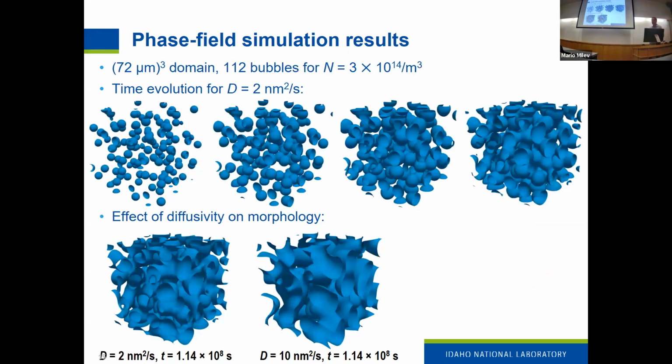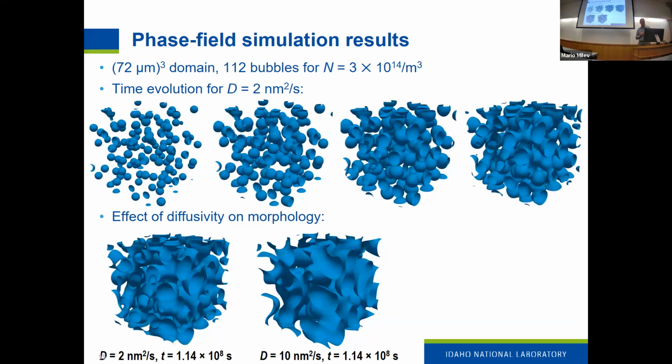This just shows some snapshots of the microstructure evolution. You start out with these isolated gas bubbles. They start to grow, and as they grow, they start to impinge on one another, and you start to see some interconnected channels between them. Eventually those interconnected channels get large enough that they connect one side of the microstructure to the other.